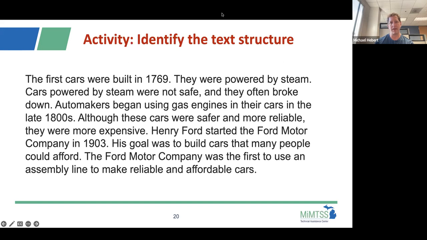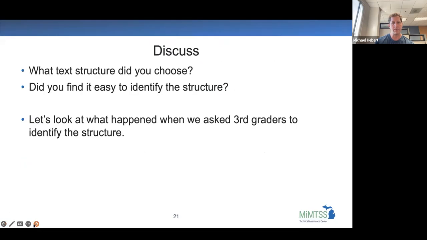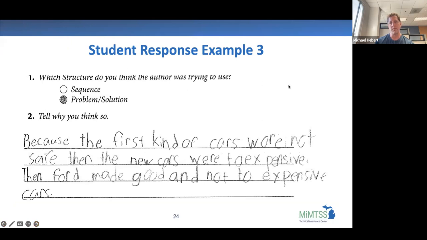I'm actually a little bit in both camps, Kate, but I think what we want to do is eventually get kids to have those types of conversations. And what would happen if they are having those types of conversations, right? If we have kids like this student who says, if they're making an argument, well, first the first kind of cars were not safe, and then the new cars were too expensive, and that's why I think that there's a problem and solution here. Well, then they're really digging into why this text structure is what it is, right? They're really digging into the content, and they're thinking about, well, this is why I think this, versus just thinking about signal words. So I think those kinds of conversations can really help.